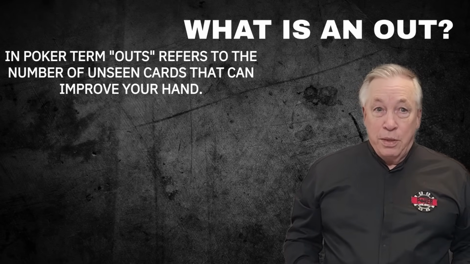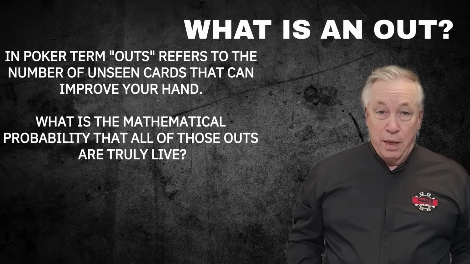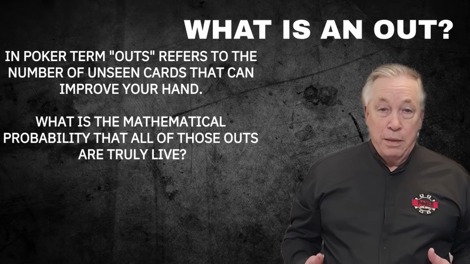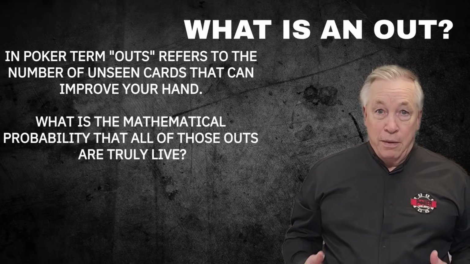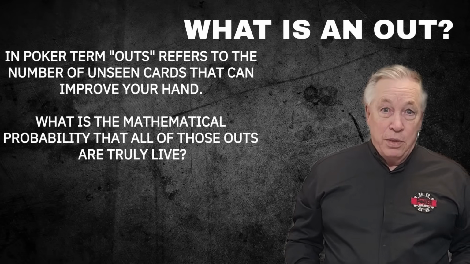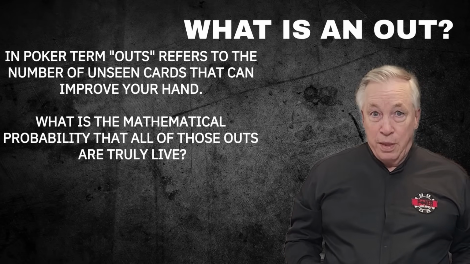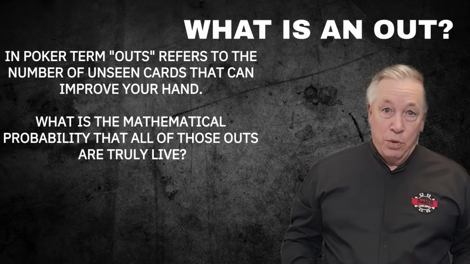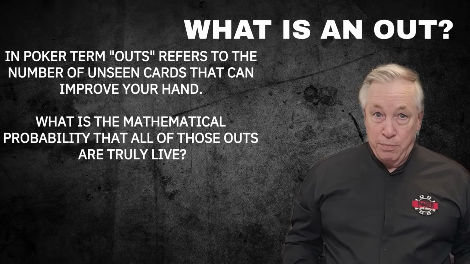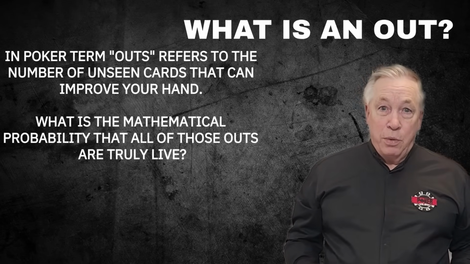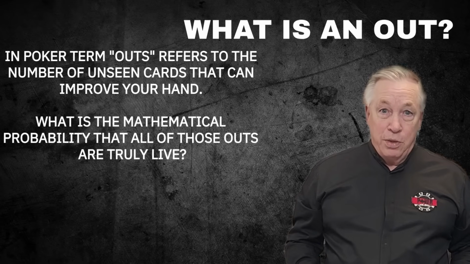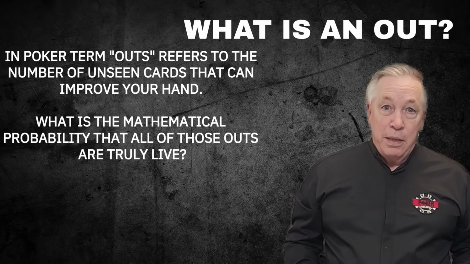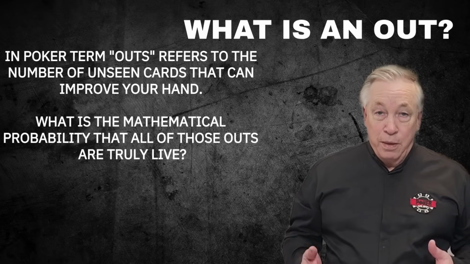However, what we're going to do in this video is ask a deeper question. What is the mathematical probability that all of those outs are truly live? In other words, what are the chances that some of them are already in someone else's hand or even folded into the muck? And what if we've been using a model that systematically overestimates our true equity, especially in multi-way pots? This doesn't mean we're abandoning the traditional formula.